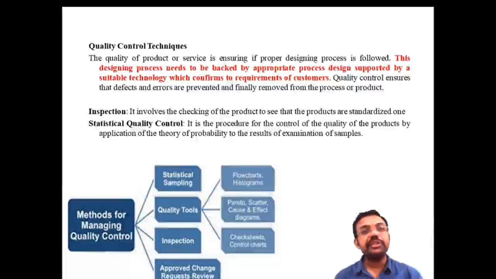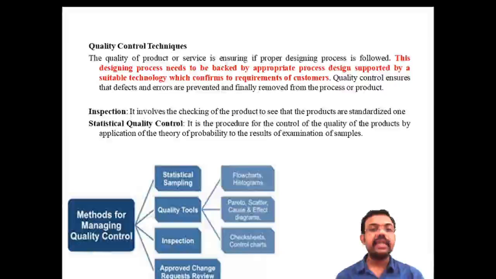How to measure the quality of the product? You can inspect. Inspection means checking the product to see that all the products are standardized. That's the inspection. It's a very important element. The quality control technique is possible with the help of inspection.